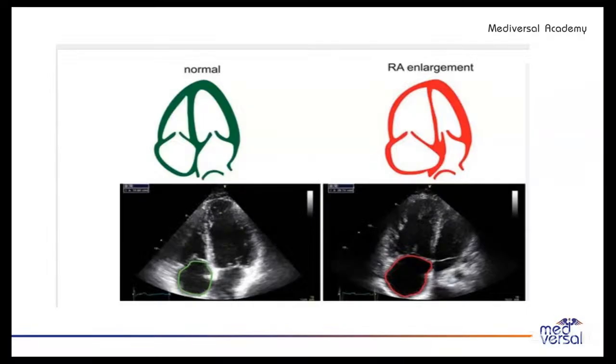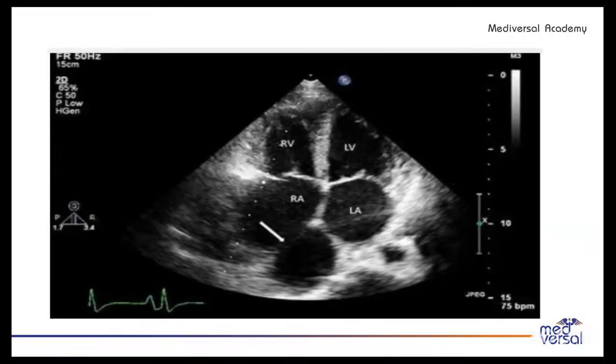See here, I compared two images. The one on your left side was a normal structure. On your right side it was abnormal, like the right atrium was enlarged. See here, this was the echo showing right atrial enlargement.